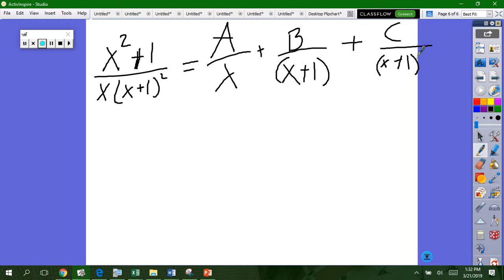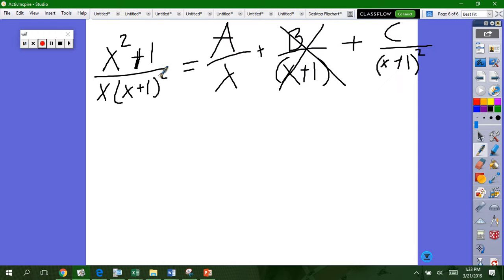This is the part that I'm going to have to explain to you guys. Ladies and gentlemen, what if I didn't have the B section? What if I didn't have this? Would I still be able to get to the common denominator of X times X plus 1 squared? I could, huh? So I have to do it every time.